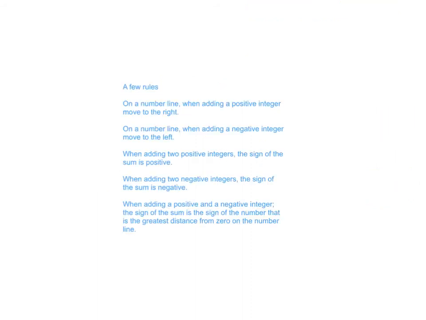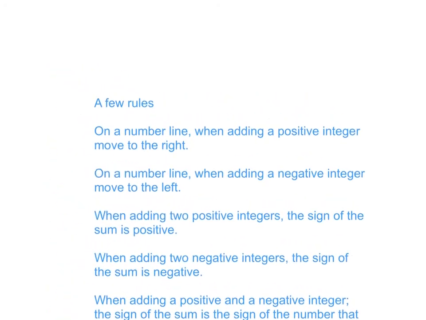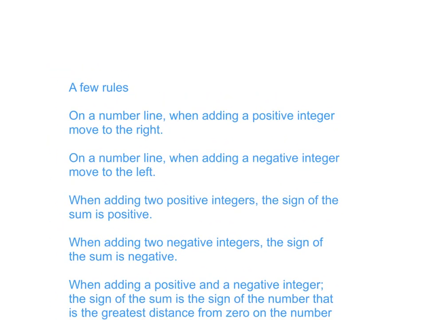Finally, in this video where we're talking about how we can add integers, I just want to go over a few rules and talk about them. Alright, on a number line, when adding a positive integer, you move to the right. On a number line, when adding a negative integer, you go to the left. So like I'm at 5 and I add negative 8, I go left.